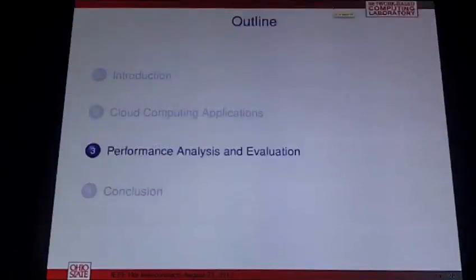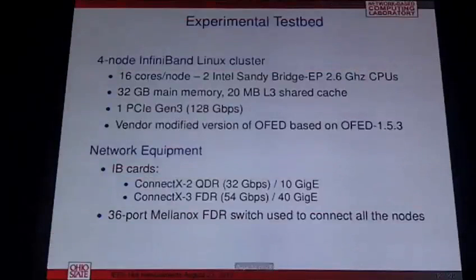So now let's talk about the performance analysis and evaluation. For our evaluation, we use 4 nodes. Each node has 2 Sandy Bridge processors, providing 16 cores per node, 32 GB of memory, and 1 PCIe Gen3, and we use Mellanox OFED version 1.5.3. At the network level, we use a 32-port Mellanox FDR switch. For our experiments, we switch between the ConnectX-2 QDR 10GigE and the ConnectX-3 FDR 40GigE.